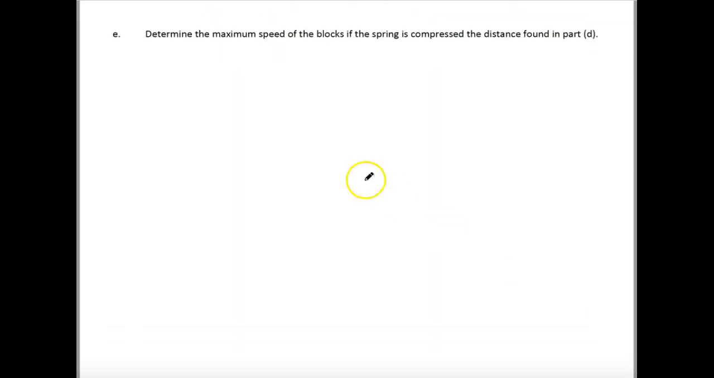For letter E, it says determine the maximum speed of the blocks if the spring is compressed a distance found in D. So here we need to think about conservation of energy again, and so we can say that the spring potential energy should be equal to the maximum potential energy due to gravity. Potential energy due to the spring. So this is the maximum kinetic energy, potential energy to the spring, max.